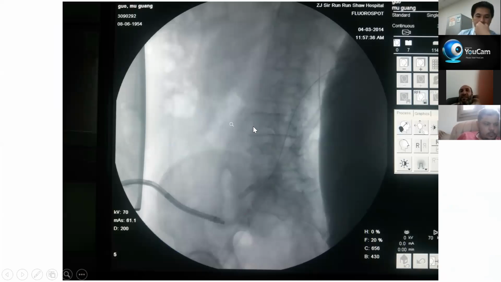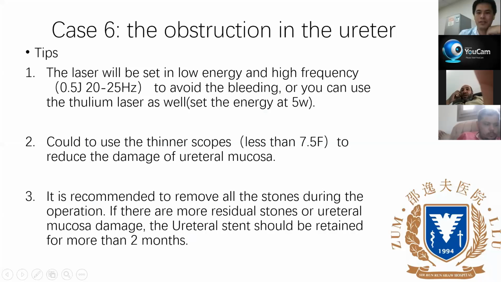And here are some tips. First, the laser can also be set to low energy and high frequency. Here what we see is 0.5 watts and 20 to 25 hertz. And to avoid bleeding, you can also use the cesium laser. You can set the energy at 5, or you can just use instruments such as the PCNL enlarged tubes or shears to deal with the obstruction.